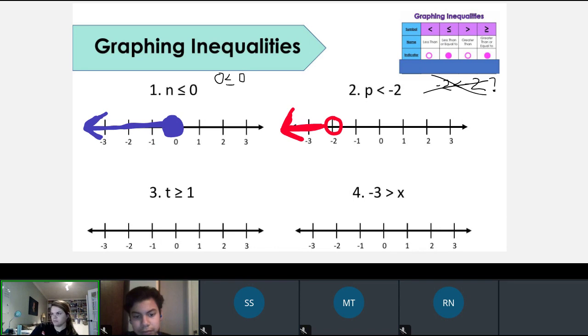Okay, any questions? Okay, so let's try number 3. We want T greater than or equal to 1. So I'm going to put what kind of circle at 1? Open or closed? What do you think? Should I fill it in or leave it open? So remember, if it's equal to, I'm going to fill my circle in. So I'm going to have a closed circle. And I want all of the values that are greater than 1. So I'm going to shade to the right.